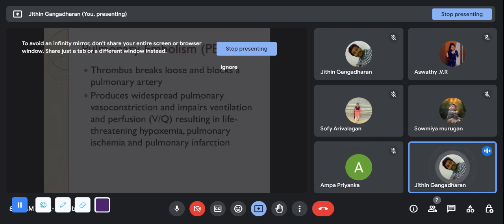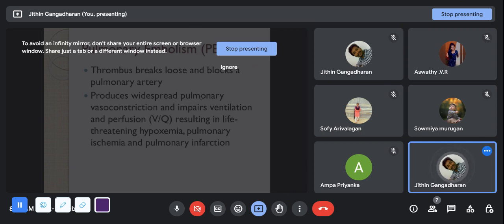What are the main signs and symptoms? There is a sudden onset of severe dyspnea. In case of pulmonary embolism, there will be a sudden onset of severe dyspnea. There will be restlessness. Kindly underline: there will be a sharp pleuritic chest pain in case of pulmonary embolism. You won't be able to find this in other conditions. Sharp pleuritic chest pain in pulmonary embolism.